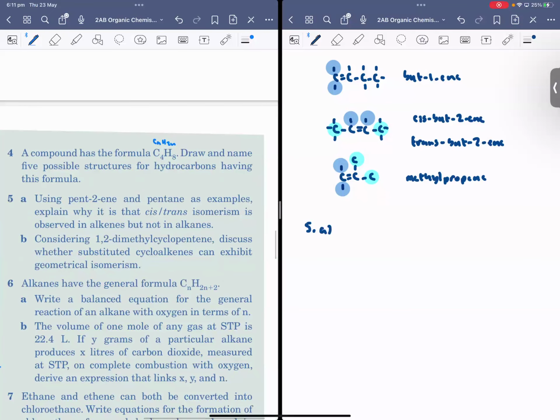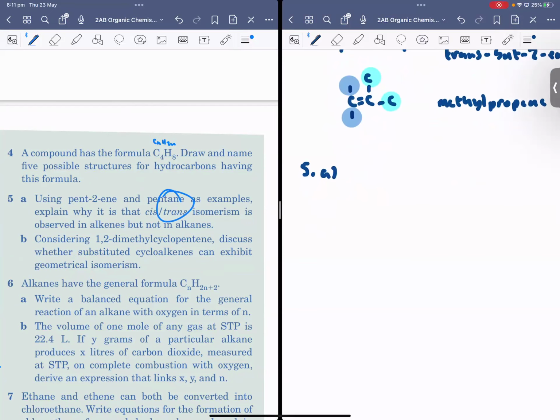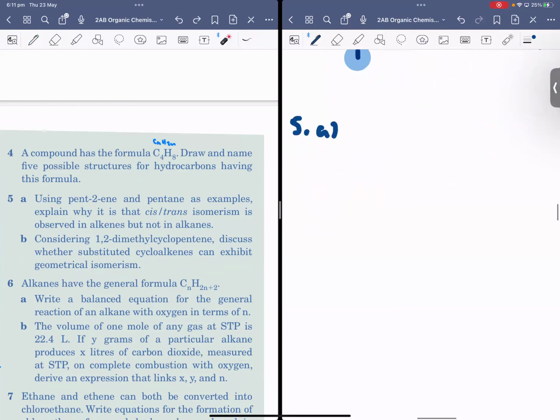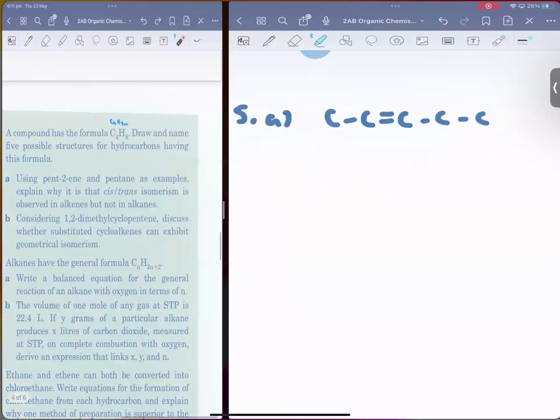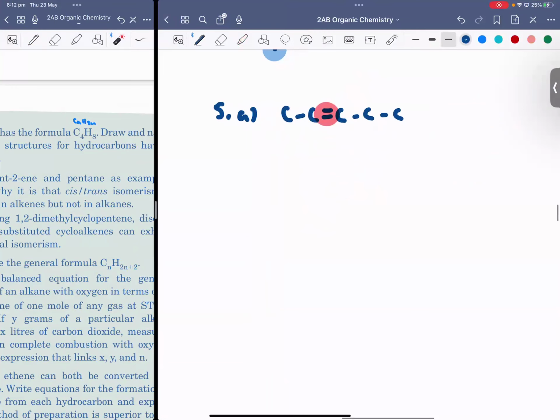Using pentene and pentane, explain why cis trans isomerism exists in the alkene but not in the alkane. Well, it's pretty straightforward, guys. Just have to show them this. In pentene, what's the important thing? That this is a what? What's in the middle? Double bond. And what happens at a double bond? A double bond is rigid. And what does a double bond being rigid mean?